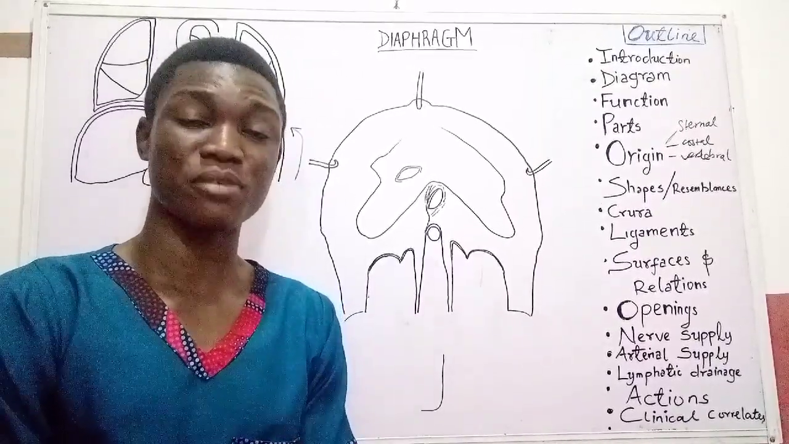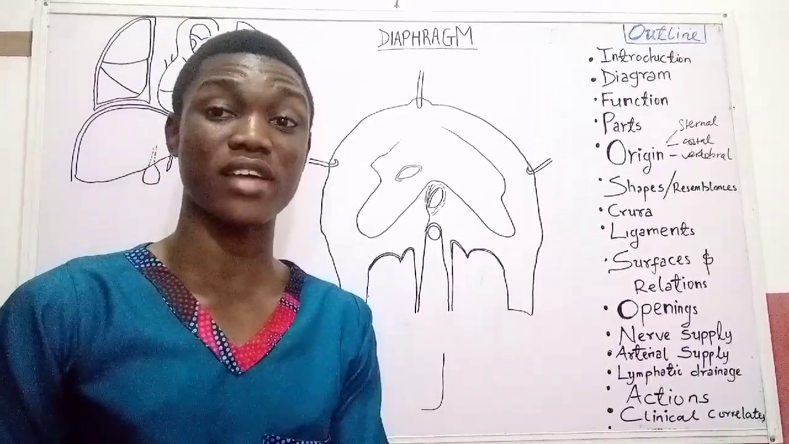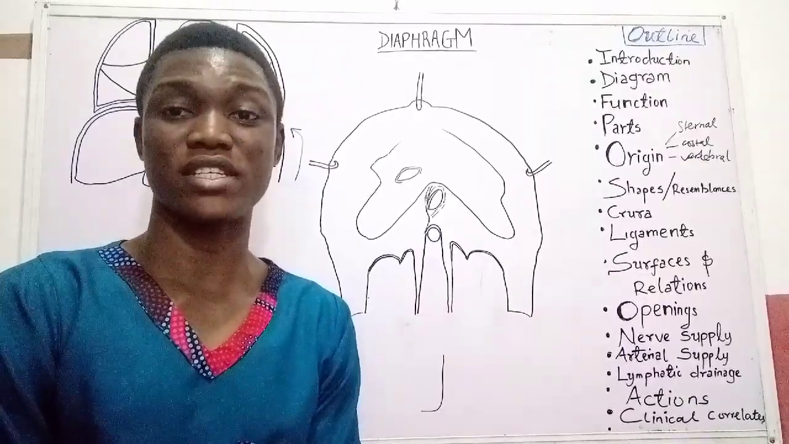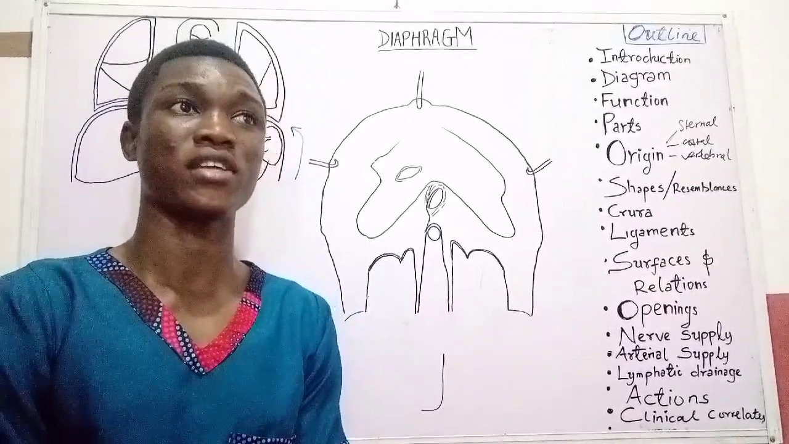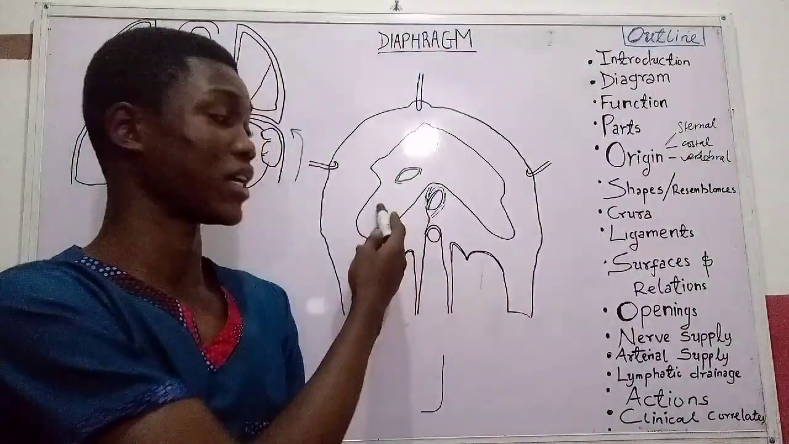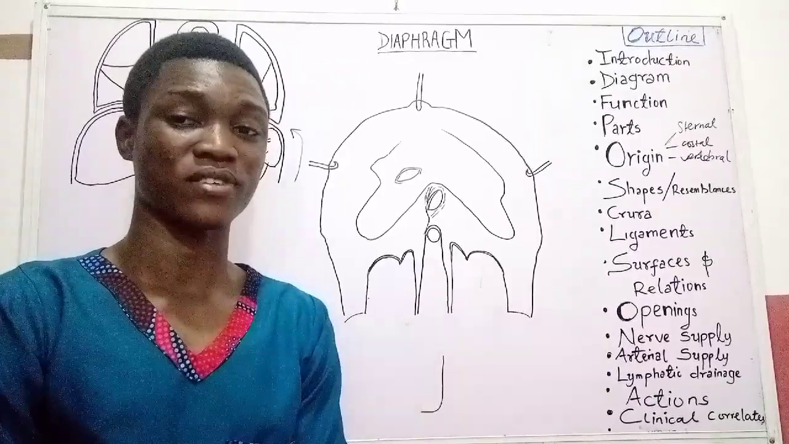So another shape the diaphragm can take, when you look at it from above, the diaphragm can have a kidney shape. And then another shape that the diaphragm can also take is, the central tendon here can take a trefoil shape. That is the shape of the central tendon.